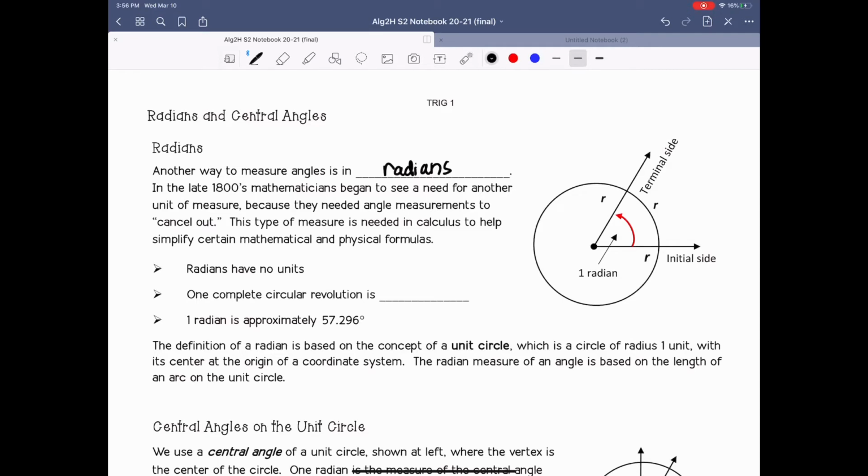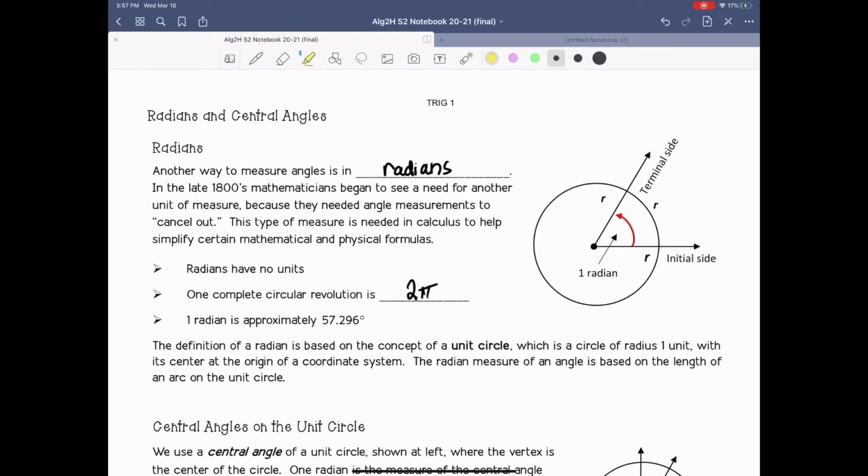Now, here are a few things to know about radians. First of all, radians have no units. There's nothing written after them, no symbol or anything like that. One complete circular revolution is 2 pi radians, okay? So one entire revolution around the circle is represented by 2 pi. And the last thing to know is that 1 radian is approximately 57.296 degrees. Now, the definition of a radian is based on the concept of a unit circle.